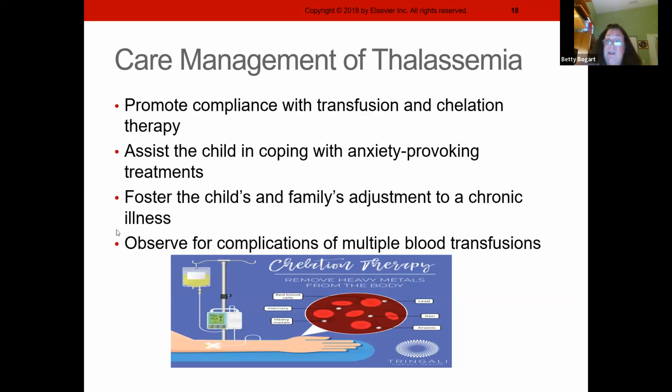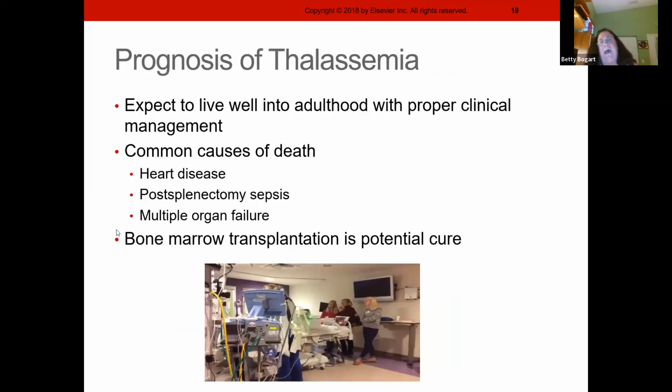Or what if during a blood transfusion, they get a really weird antigen in there and now it's really hard to cross match their blood? That could be a problem. And then, of course, you're always watching out for blood transfusion reactions. As I said, these children can live into adults. Same sort of thing as long as they're doing what they have to do.